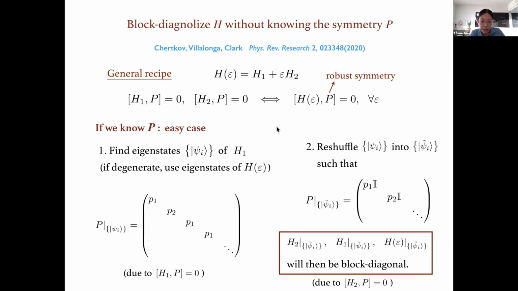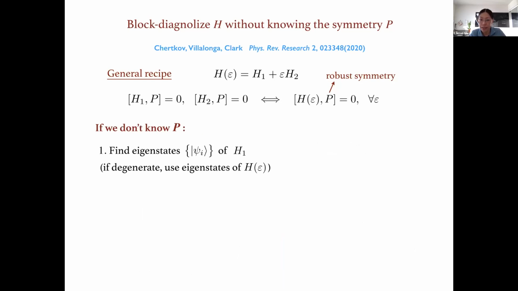Okay, so now let's talk about the more realistic case when we don't know what P is. We know what the Hamiltonian is, and we assume there will be a hidden symmetry of the Hamiltonian. That is a robust symmetry that commutes with both parts of the Hamiltonian. But we don't know exactly what it is. So the question is, can we block diagonalize the Hamiltonian? Well, the answer is yes, you can do that, but with some detour.